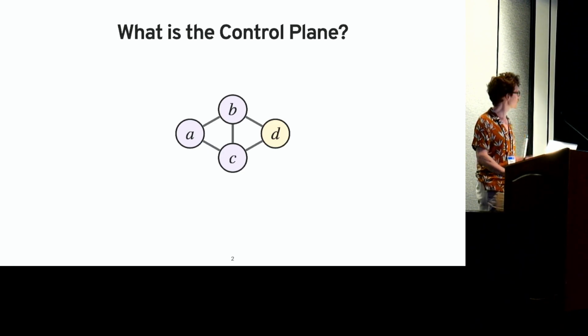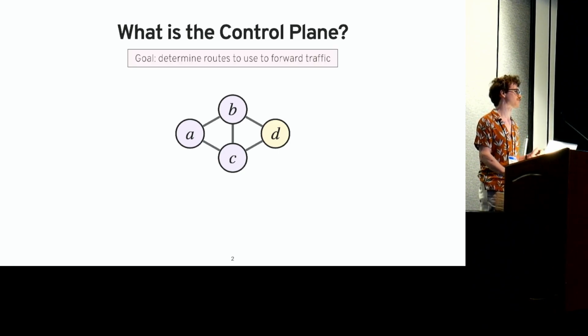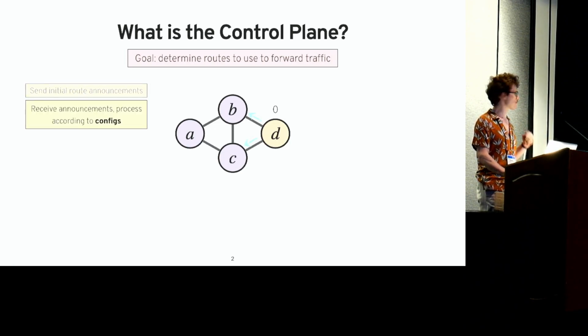The goal of the control plane is to determine the routes to use to forward traffic in a network. The way it does this is using distributed routing protocols, which you can think of as a generalized distributed version of solving a shortest paths problem. You'll have a topology, which we can think of like this graph here, and we'll send some initial route announcements from particular nodes, which will then be received by neighbors and processed according to configurations.